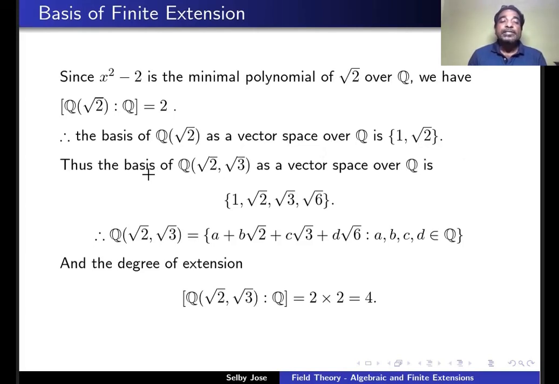Therefore, the basis of Q(root 2, root 3) as a vector space over Q is the product of the elements of the two bases 1, root 3 and 1, root 2, which is namely 1, root 2, root 3 and root 6. Therefore, the elements of Q(root 2, root 3) look like a plus b root 2 plus c root 3 plus d root 6, where a, b, c, d are in Q. And therefore the degree of the extension is 4.